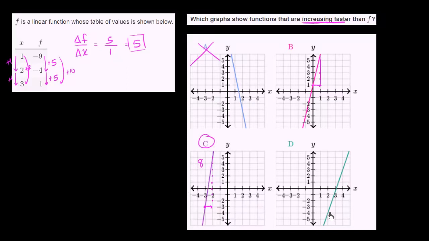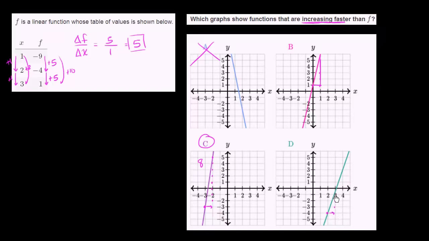And now let's look at this choice. So if we start right over here, and I just picked this point because it's at a nice integer coordinate, it's at the point 2, -4. If we increase x by 1, then we increase y by 1, 2, 3, looks like about 3.5.